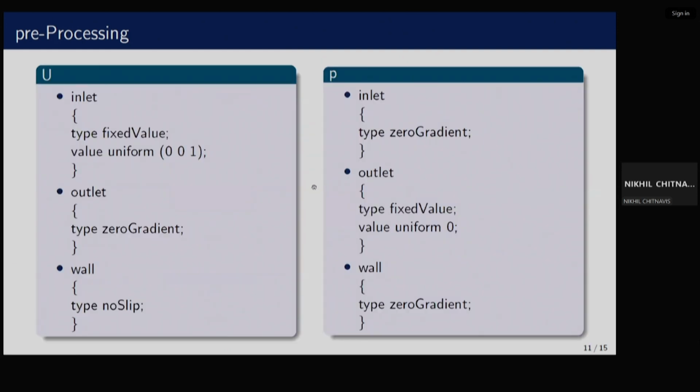Inside the zero folder there will be two files, U and P. In the U file, you have to define the inlet velocity at the inlet, outlet I'm keeping as zero gradient, and wall will be no slip. And P is the pressure. If you are defining some fixed value at the inlet for velocity, you have to give zero gradient at the inlet for the pressure condition, and outlet will be zero pressure. Similar to that, for the wall no slip condition, that means zero velocity, you are defining fixed value zero. For pressure, you have to define zero gradient at the wall.